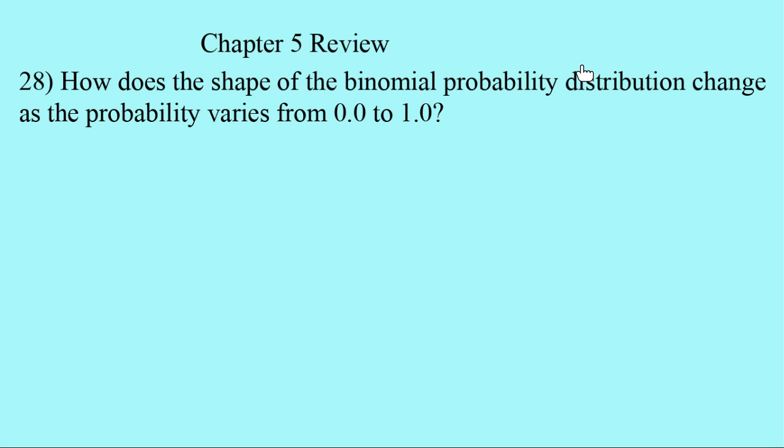Okay. So this question, how does the shape of the binomial probability distribution change as the probability varies from 0 to 1? So what you're looking at is what is the shape and how is it changing as you go from a probability of 0 to 1? So I'll give you 5 minutes to answer the question.